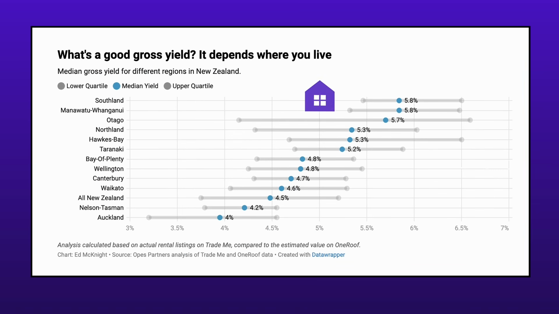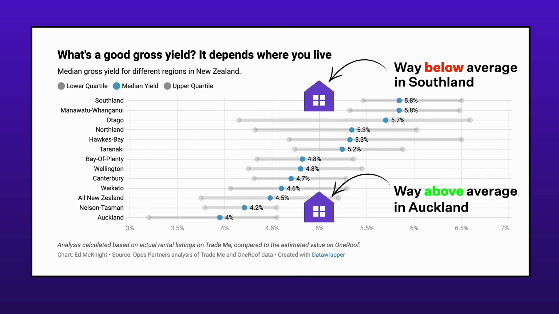But take that same 5% yield and put that property in Auckland and pretend it still gets 5%. Well, you've just found a property that is genuinely above average, which is why if I hear investors say, well, you need to aim for a 5% gross yield or whatever number they happen to say, I think, well, it depends where you're investing, because in some regions that might be a really good yield, in others, it's rubbish.